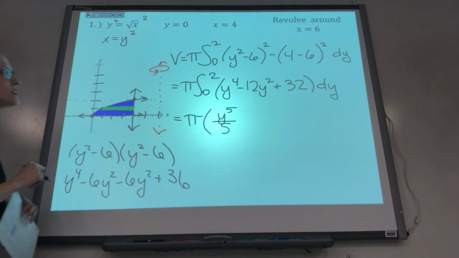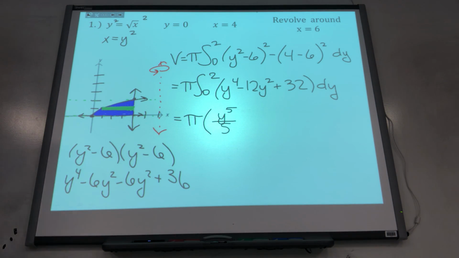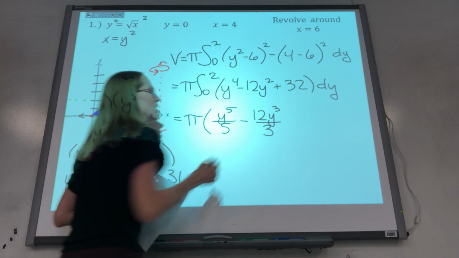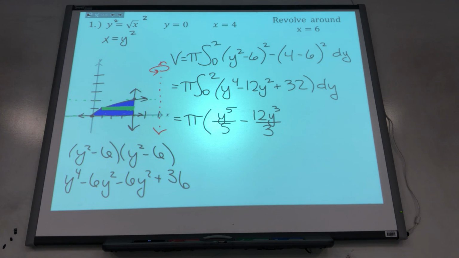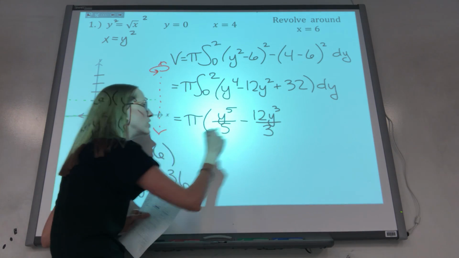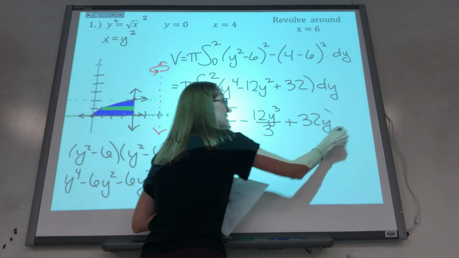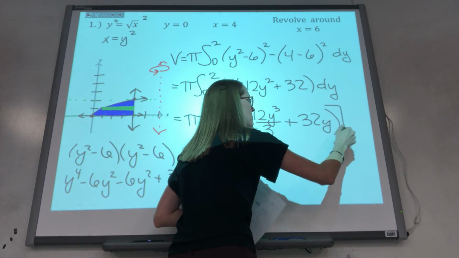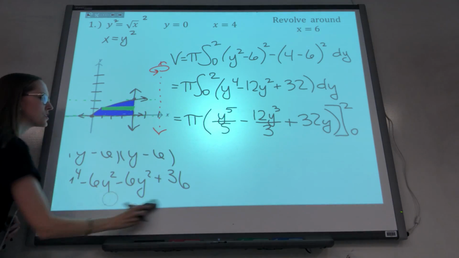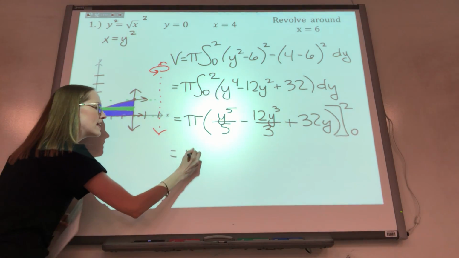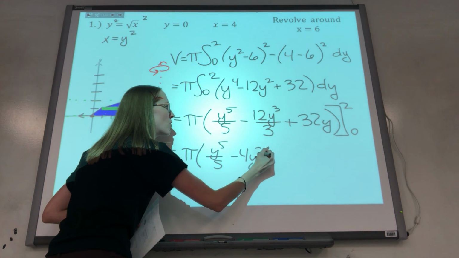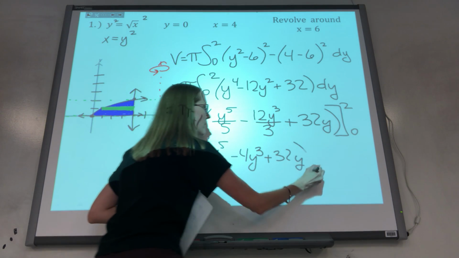Add 1 to your power. Put your new power on bottom. Minus, this is going to be 12y cubed over 3, but I can simplify that to be negative 4y cubed, plus 32y, and I'll simplify that middle term real quick before I plug anything in. Y to the 5th over 5 minus 4y cubed plus 32y.